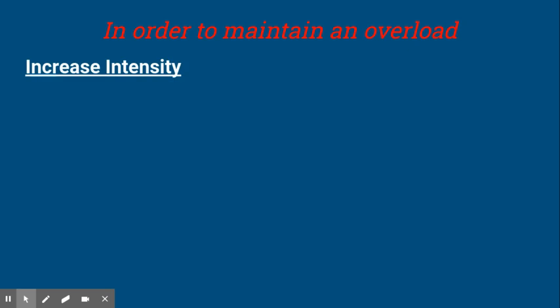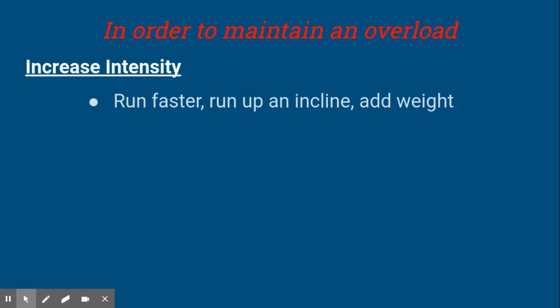So how do we do that? Well, to increase intensity, obviously, you're going to run faster. Another thing you could do is run up an incline. That will increase your intensity and increase your heart rate. You could add weight. Some people run with vests on, something that would add weight to increase intensity. If you're in the weight room, you would simply lift more weight or change the way you lift.